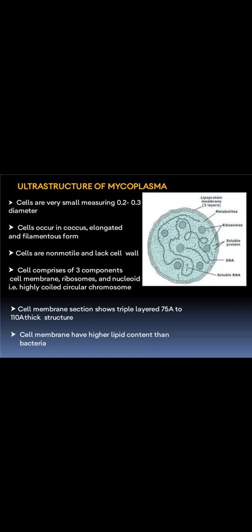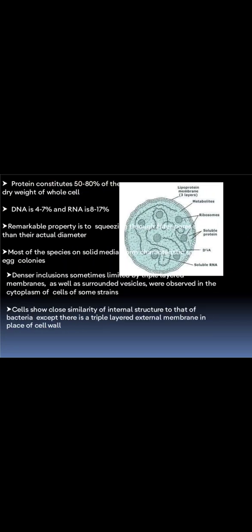The cell membrane section shows a triple layered thick structure, and the cell membrane has a high lipid content compared to that of bacteria. The protein constitutes 50 to 80% of the dry weight of the whole cell. Here the DNA is 4 to 7% and RNA is 8 to 17%. Its remarkable property is squeezing through pores smaller than their actual diameter.